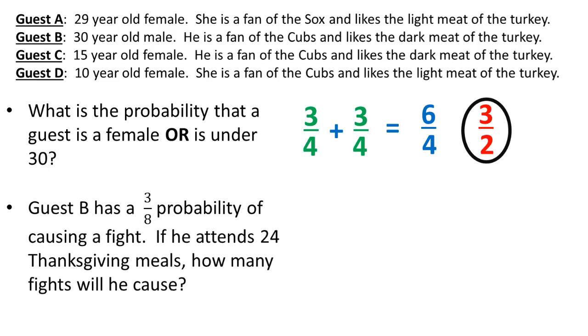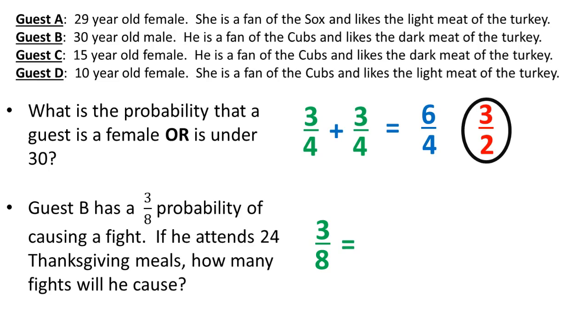Guest B has a 3 to 8 probability of causing a fight, so he caused a lot of drama at family events. If he attends 24 Thanksgivings, how many fights will he cause? In this case, we need to set up a proportion. Here we're using our odds, our probability, to make a prediction. So I'm going to take my original probability, 3 to 8, and then I need to set up my proportion.